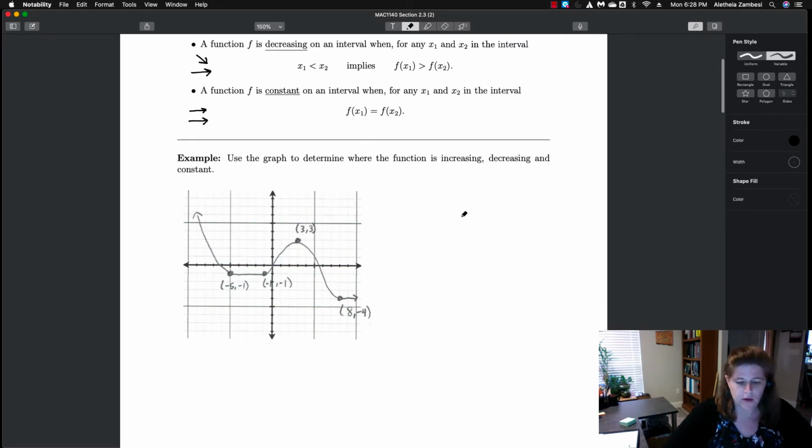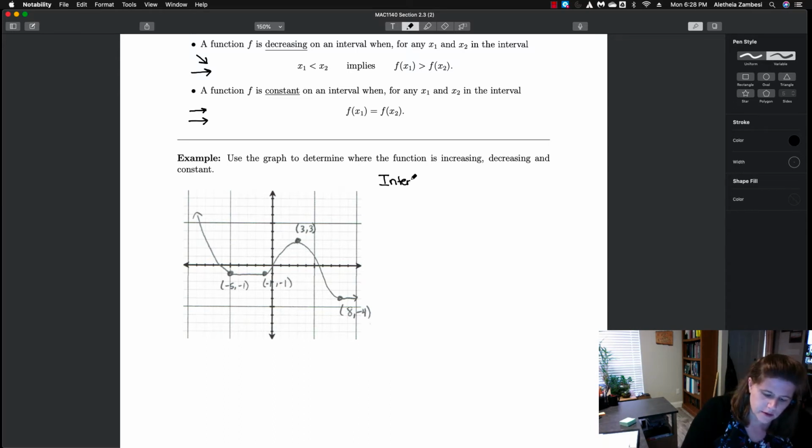So if I'm looking at a graph and want to analyze this based on a graph, we can determine what intervals the function is increasing, decreasing, and constant. So anytime you're asked this question, what we're looking for is intervals of x. So think of it as portions of the domain. So we want to know which portions of the domain are increasing, which ones are decreasing, and which ones are constant. So looking at this particular graph, we've got some points on here.